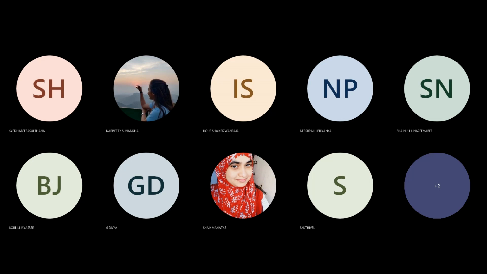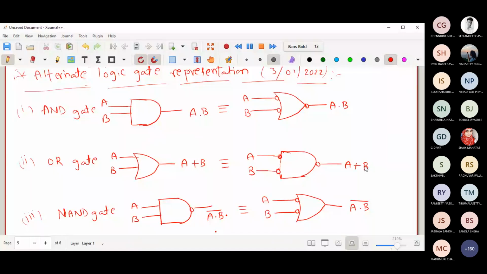So we have discussed so far, I think, logic gates. Okay, I think today section B also is there. So today we'll discuss one topic, a very important topic.